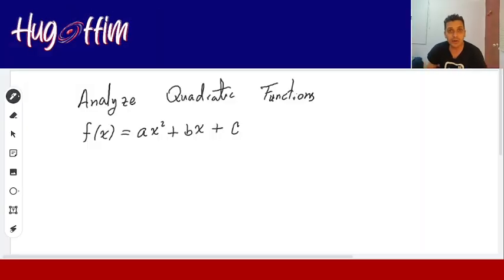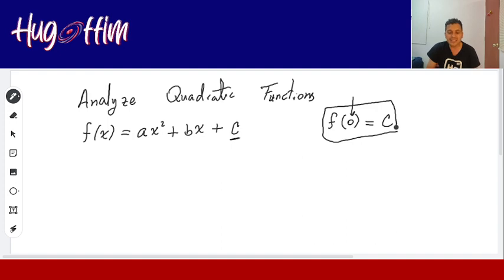So the quadratic function is a function whose form is ax squared plus bx plus c. Now, if you remember how to get the y-intercept of a function, the y-intercept is just when you calculate the function when x is 0. So this means that if I use x equals 0 here, the y-intercept is going to be c. So this is the first part that you can see to analyze a quadratic function.